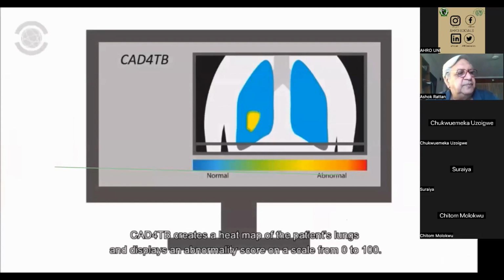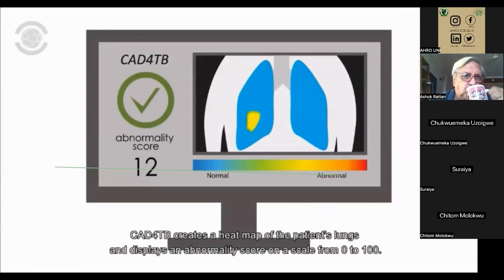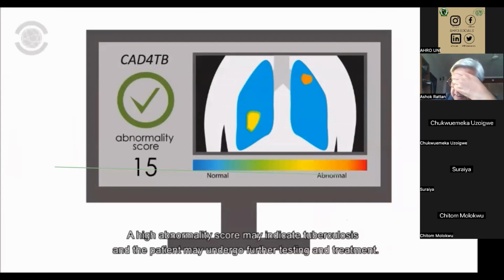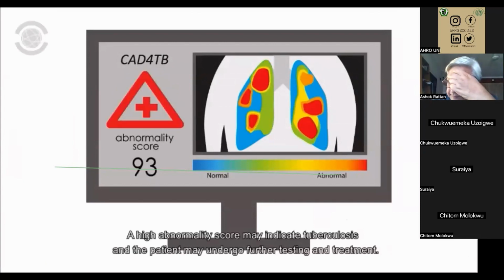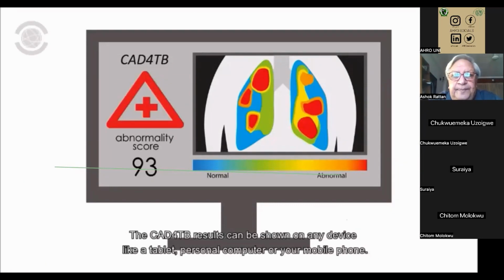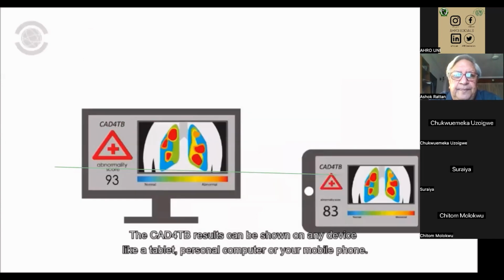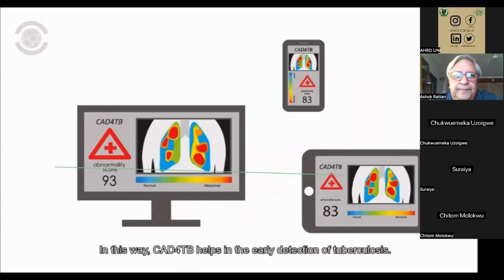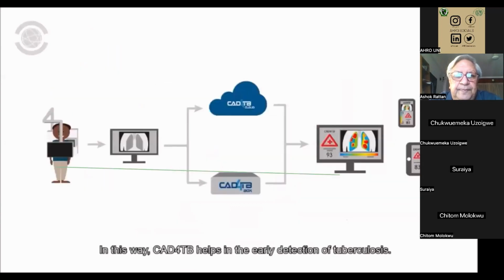CAD for TB creates a heat map of the patient's lungs and displays an abnormality score on a scale from 0 to 100. The CAD for TB abnormality score is available within 1 minute. A high abnormality score may indicate tuberculosis, and the patient may undergo further testing and treatment. The CAD for TB results can be shown on any device like a tablet, personal computer, or your mobile phone. This way, CAD for TB helps in early detection of tuberculosis.